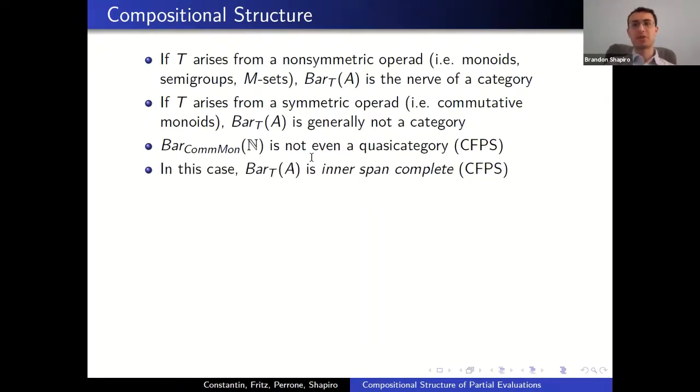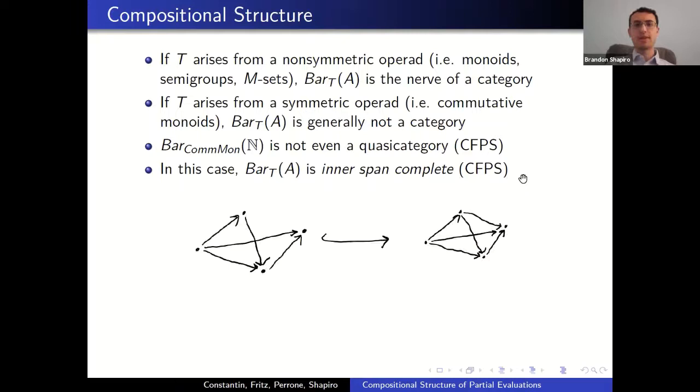But what are they? So our positive result is that these bar constructions for symmetric operads, but also the distribution monad and a more general class of what are called BC monads that I won't get into, have this property called inner span completeness. And so what do I mean by that?